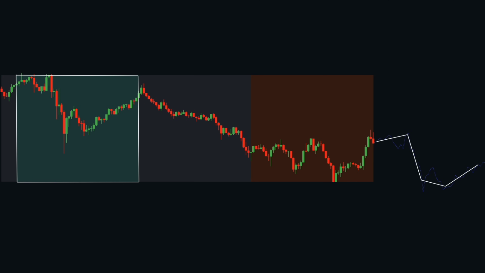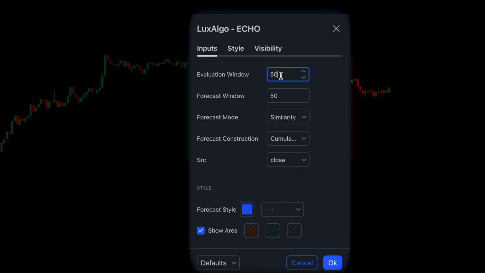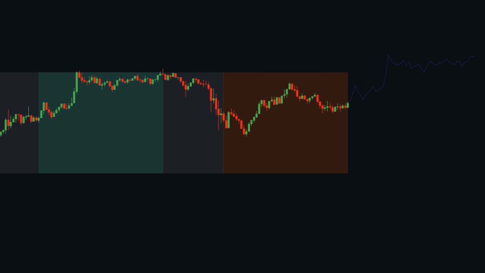Key features of the Echo forecast include customizable settings such as the evaluation window and forecast window, which allow you to define the size of the window used for finding similar historical observations and the forecasting horizon, respectively. Lux Algo, the creator of the Echo forecast, emphasizes the importance of using this tool as part of a comprehensive trading strategy, highlighting that while it provides valuable insights, it should not be followed blindly. They advocate for an informed approach to trading, integrating the Echo forecast with other analysis techniques for best results.